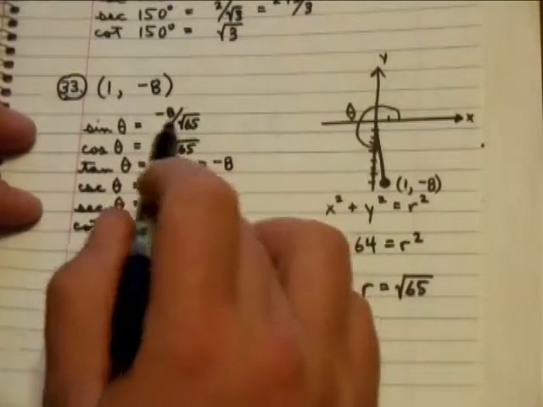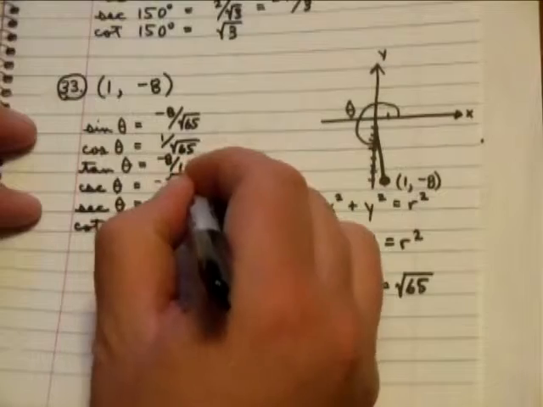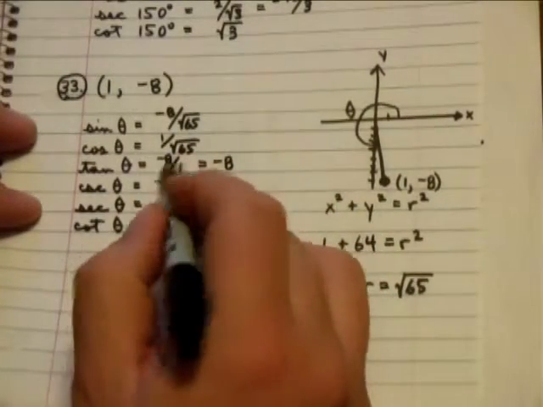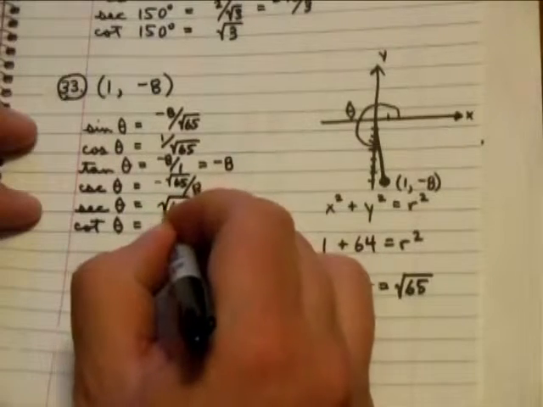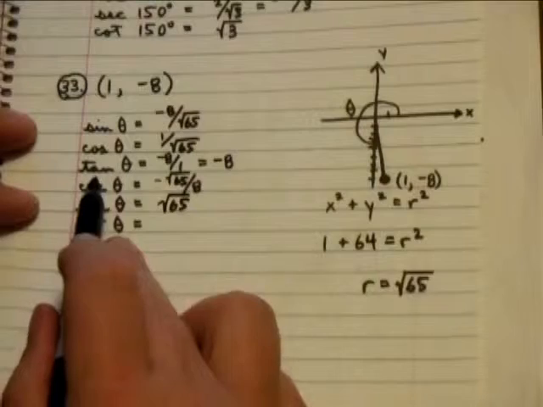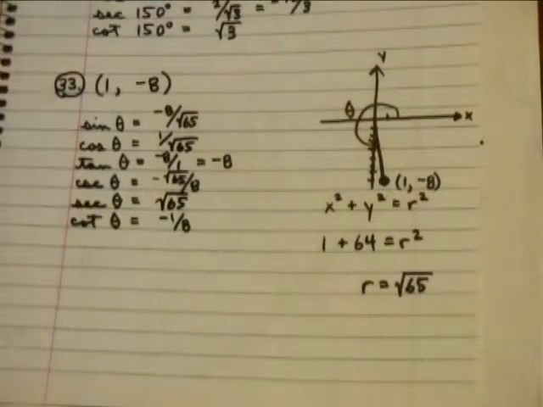And now that I've done those three, my last three trig functions are all simply reciprocals of the first three. So if I reciprocate sine, I get negative square root 65 over 8. And if I reciprocate cosine, I get the square root of 65 over 1, which of course is just equal to the square root of 65. And if I reciprocate tangent, then I get negative 1 over 8.